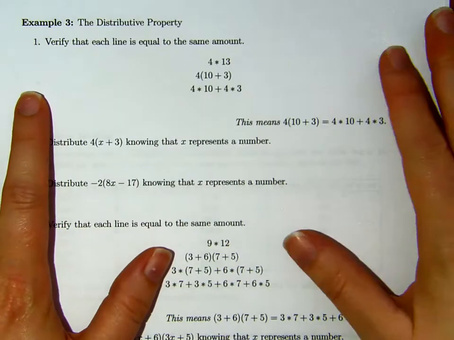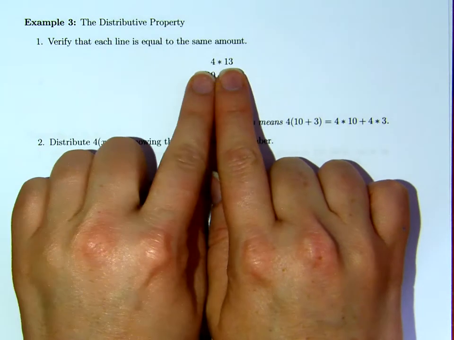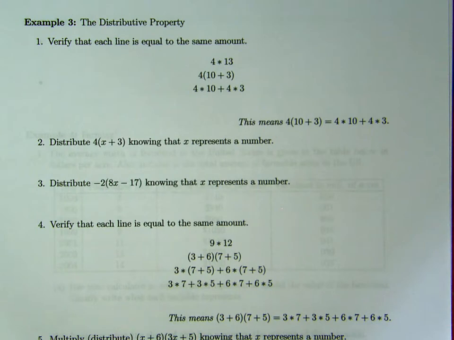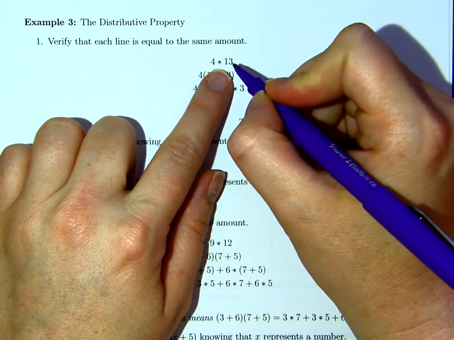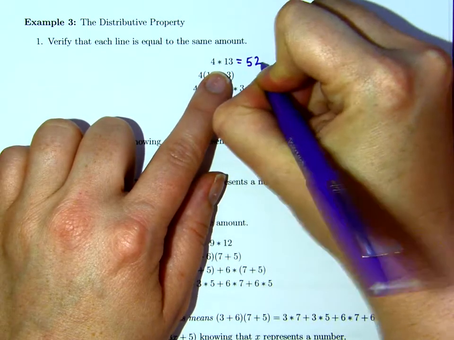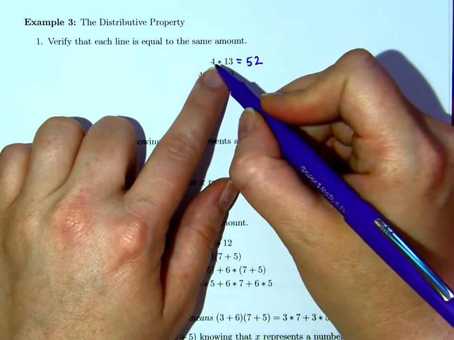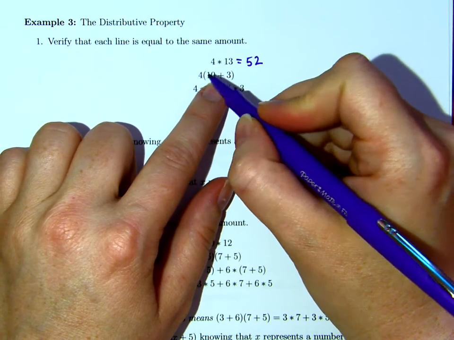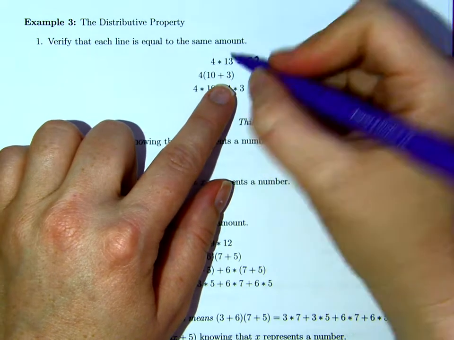Let's multiply. Verify that each line is equal to the same amount. 4 by 13. I think that is, well, 52. Well, because I look at it as 4 10s and 4 3s. 10 plus 3 is 13, so by order of operations, we would have 4 times 13.